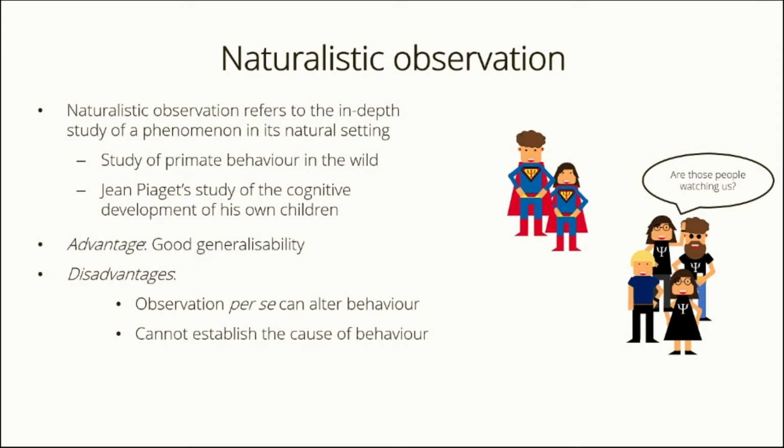Naturalistic observation tends to have good generalizability. However, a disadvantage is that we can't establish the cause of the behaviour, because by observing the behaviour, we might alter it. So if you know you're being watched, you might behave differently. A bit of a case of Schrodinger's cat: is it dead or alive, and observation can alter.